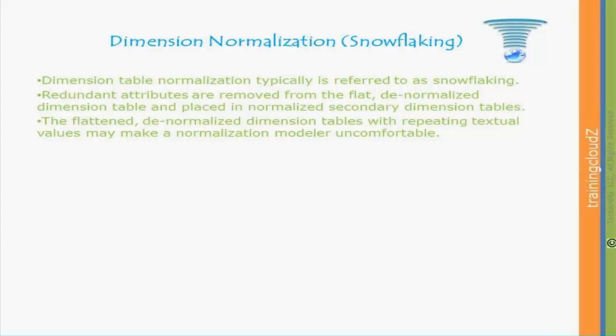Right now you are going to see the same. Dimension table normalization typically is referred to as snowflaking. Redundant attributes are moved from the flat, denormalized dimension tables and placed in the normalized secondary dimension tables. That's what you see in the snowflake schema. The flattened denormalized dimension tables with repeating textual values may make a normalization model comfortable.